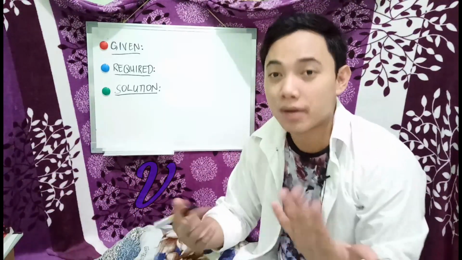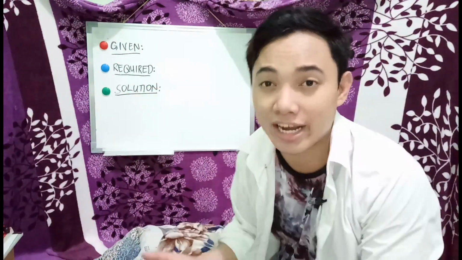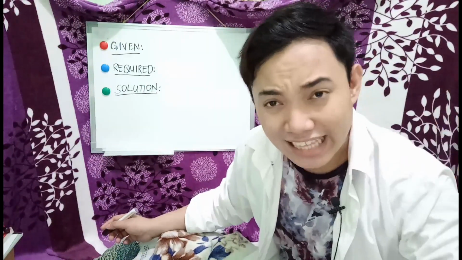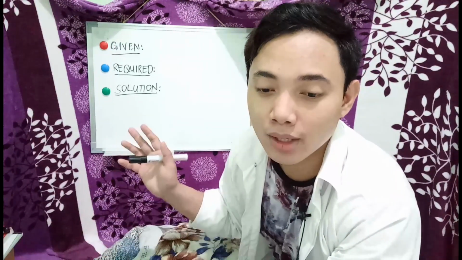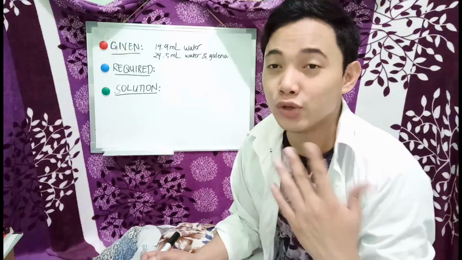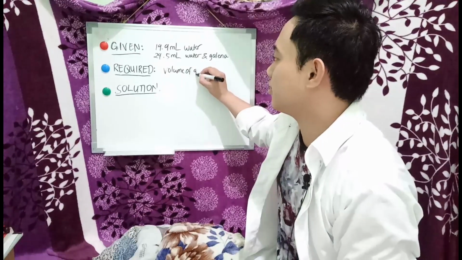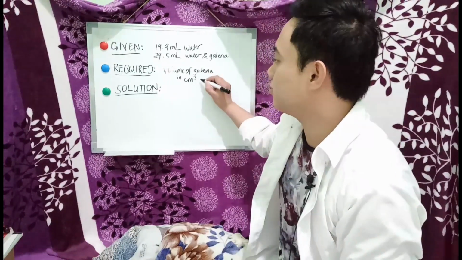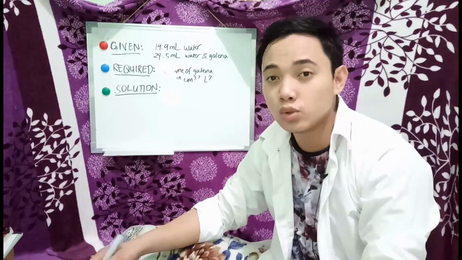So, ganun pa rin sa pagkuha o pag-solve sa problem. So, first, ilagay mo yung given, yung required, yung hinahanap sa problem, and then, solution. So, yung given doon is yung 19.9 ml ng tubig, then 24.5 ml tubig na kasama yung irregularly shaped na solid, which is the galena. Ano yung nire-required? Yung nire-required is yung volume ng galena in centimeter cube and in liters. Now, let's proceed to solution.